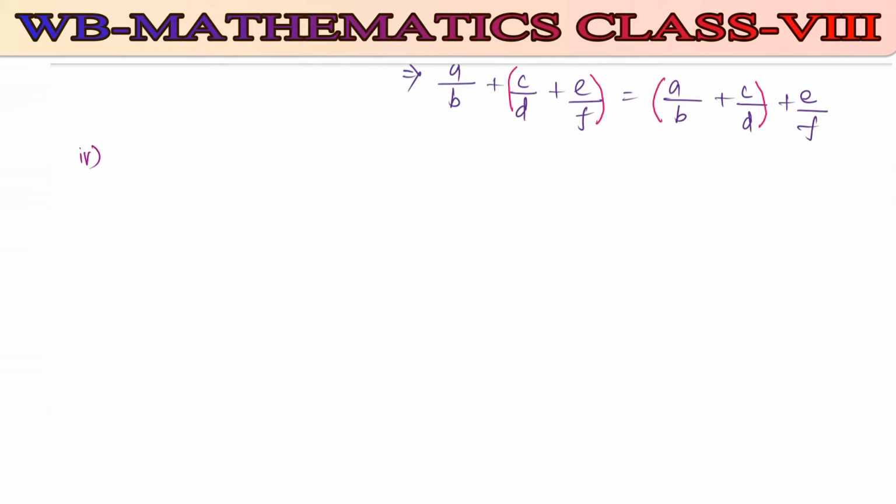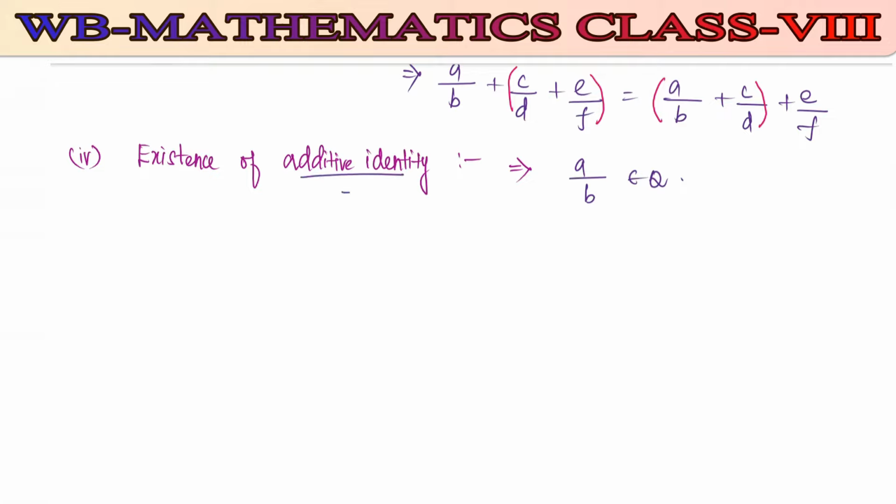Next, the fourth one, existence of additive identity. Here we need to take a number a by b, which belongs to the rational numbers. To this we need to add its additive identity. Additive identity is nothing but 0. So a by b plus 0 is equal to 0 plus a by b, and the value remains a by b. If it satisfies this condition, then we can say there is existence of additive identity.